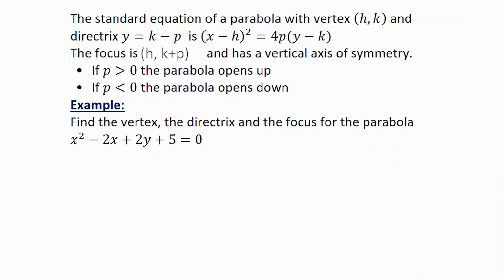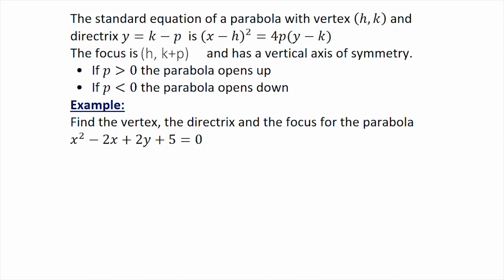If the parabola does not have a vertex at the origin, if it has a vertex instead at the point h, k, then the standard equation is the quantity x minus h squared equals 4p times the quantity y minus k. The directrix is y equals k minus p. The focus is the point h, k plus p. And it still has a vertical axis of symmetry. It still opens up if p is greater than 0 and down if p is less than 0. And so let's move on and work our example.